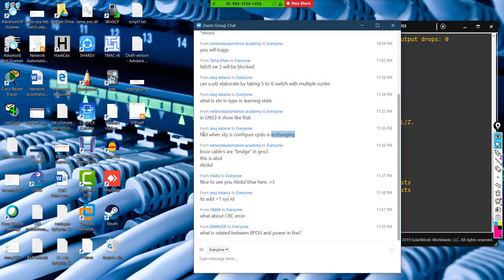See, first when STP is configured, it's BPDU, not CPDU. BPDU is exchanging, yes. It's not about only STP. When you power on two switches, STP is one factor in that. Along with STP, there are many other switching protocols like DTP, UDLD. I'll just show that. Don't worry.